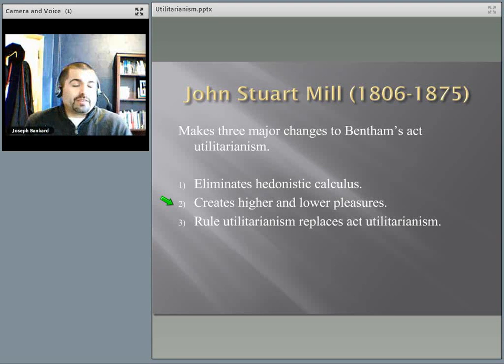Think of happiness like human flourishing, real well-being. What will help us really live fully into being human and our deep desires like health, relationships, stability, peace, and happiness. So think of it that way. And John Stuart Mill says that's really what we're trying to maximize here. And then third, he replaces act utilitarianism with rule utilitarianism. And we'll talk about that now.